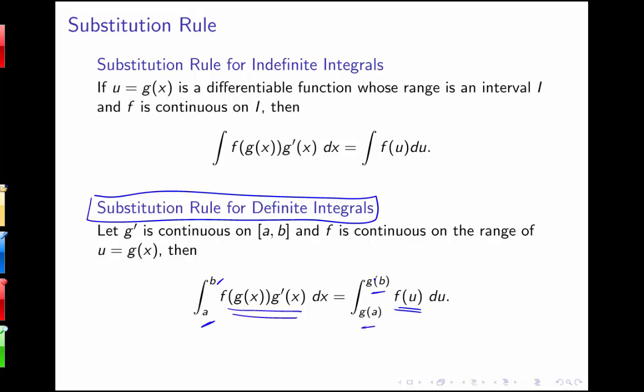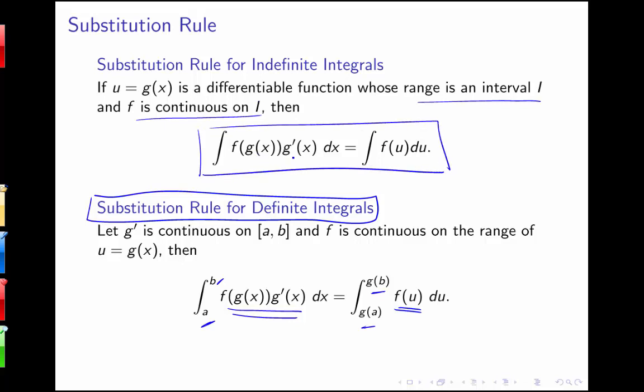So just to review here a little bit, if we have our function g being a differentiable function whose range is an interval I and f is continuous on that interval, then for indefinite integrals we can rewrite our integral of f of g of x, g prime of x, as an integral of f of u du, which simplifies the step of finding the antiderivative. When we are talking about a definite integral, I'm interested in computing the integral from a to b, so these are some sort of x limits here, meaning we're going from x equals a to x equals b of f of g of x, g prime of x dx.